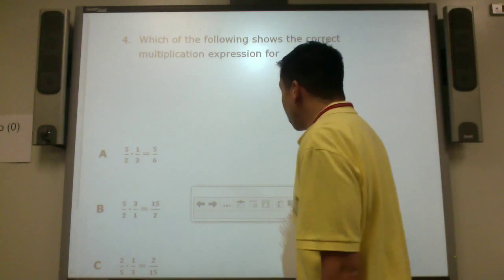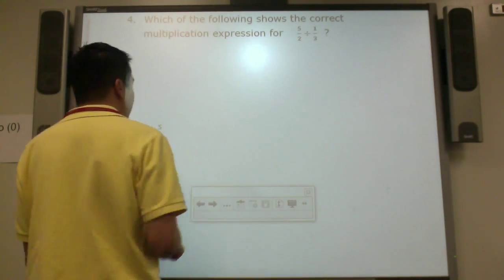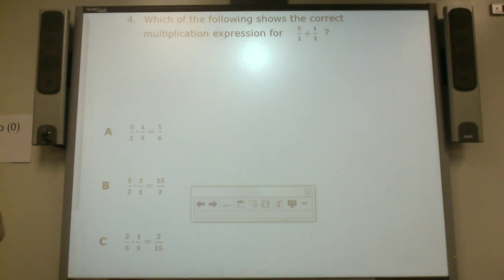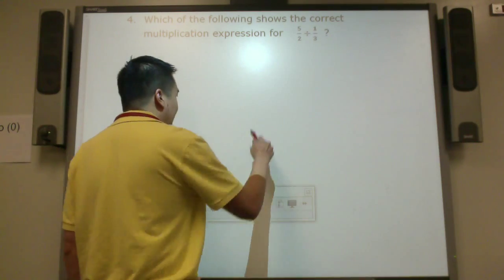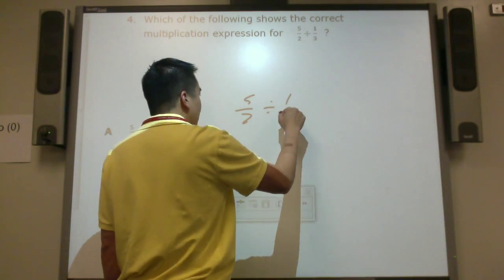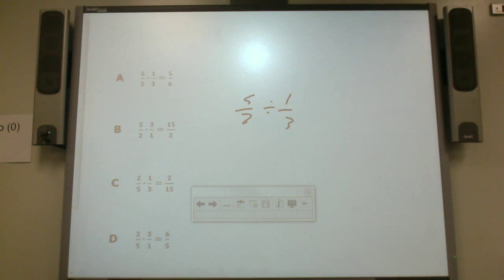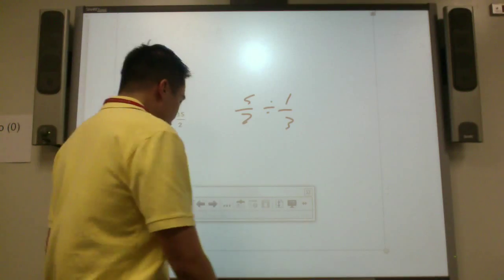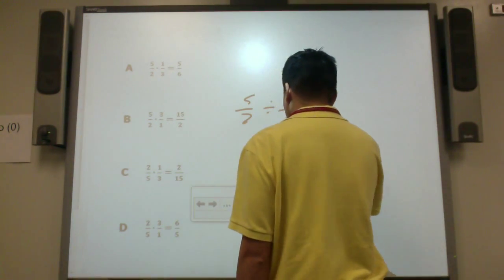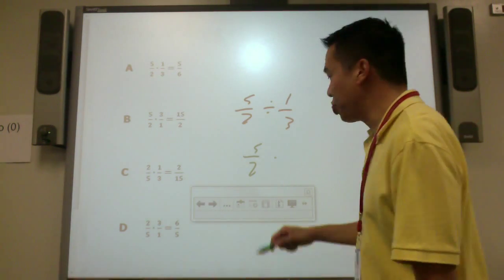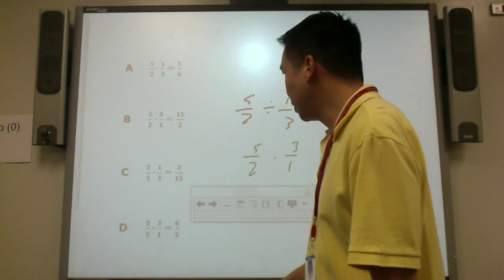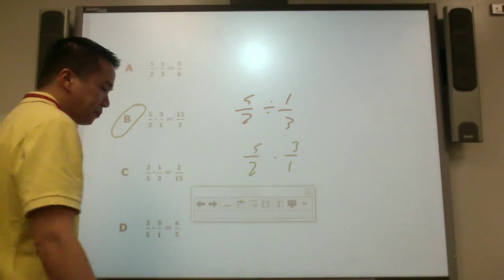Which of the following shows the correct multiplication expression for 5/2 divided by 1/3? So we have 5/2. They want us to rewrite this using a multiplication expression. So 5/2 times, what's the reciprocal of 1/3? 3/1. B is the answer.